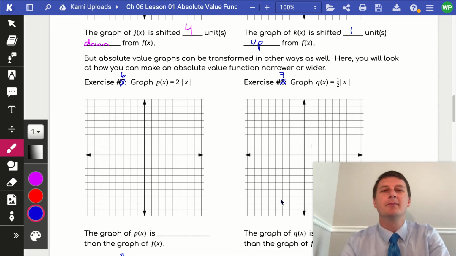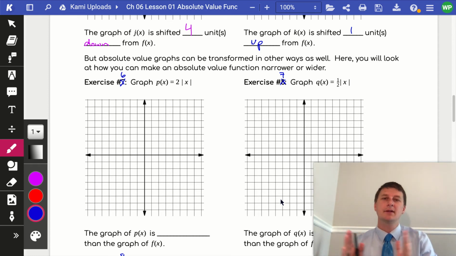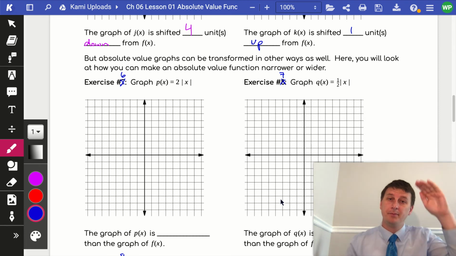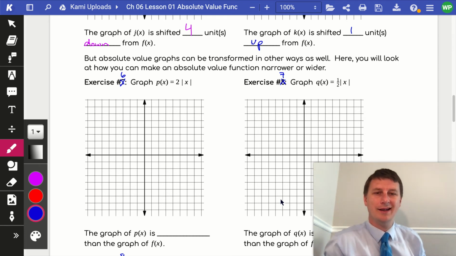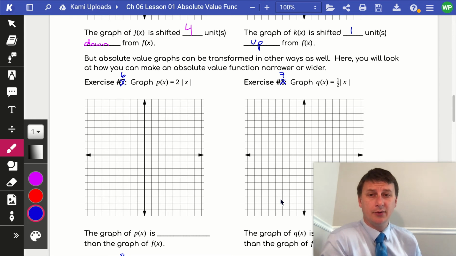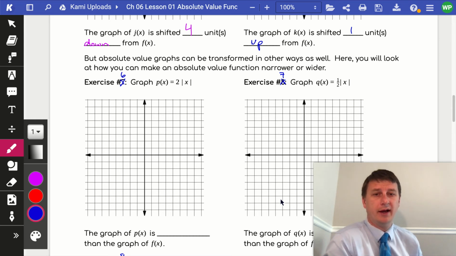Okay. Anyway, this is exercise number 6, where we're going to be looking at something else that could happen to absolute value functions. If you recall from exercises numbers 2 through 5, we looked at what makes an absolute value shift to the left, to the right, up, and down. But absolute value graphs can be transformed in other ways as well. Here you will look at how you can make an absolute value function narrower or wider.